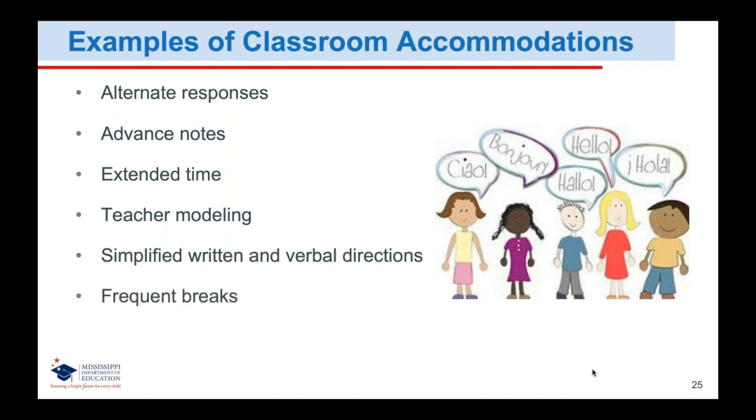So we want to make those accommodations, but we want to do it based on the student's level as well. Frequent breaks, they're using a lot of brain power to think in two languages. Again, the use of dictionaries and glossaries.